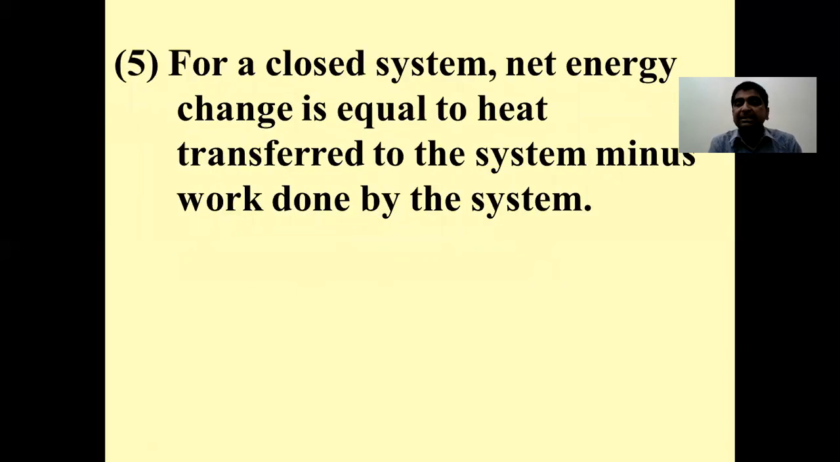Then the next statement says that for a closed system, what is this closed system? A closed system is nothing but a system which can exchange only energy but not matter with its surroundings. What is a closed system? A closed system is a system which can exchange only energy but not its matter with its surroundings. That is called a closed system.